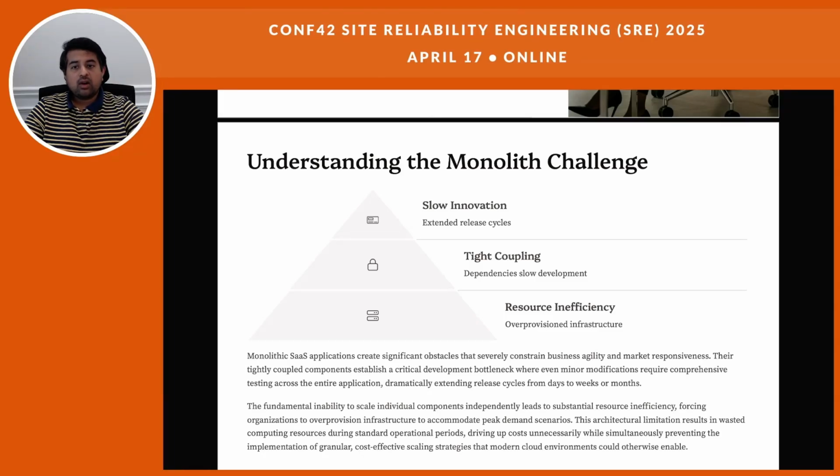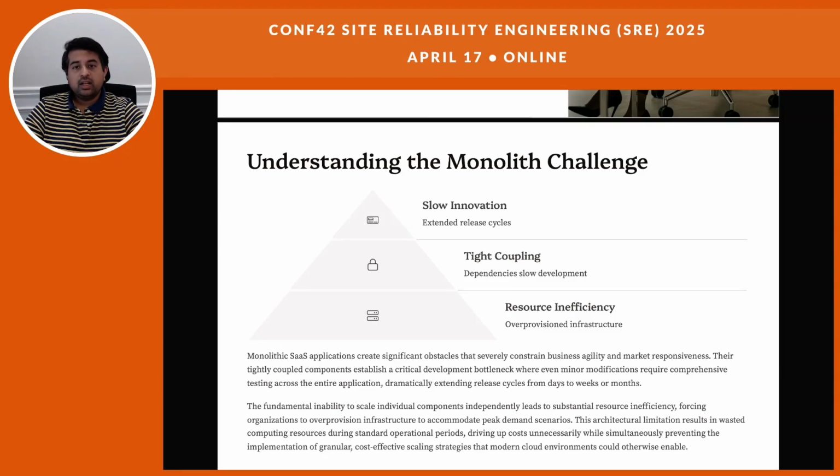Moreover, the lack of independent scaling often results in degraded performance during peak loads, with reported latency increases of up to 5 seconds, leading to a 20% drop in user engagement. Additional challenges include technology lock-in. Monolithic architectures often rely on a single technology stack, making it difficult to adopt new technologies or integrate with modern cloud services. This limits innovation and can lead to a 25% increase in maintenance overhead as legacy systems become harder to support.